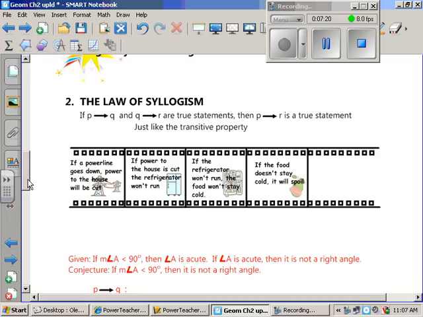First of all, what is the conclusion of this one? Sophia, what's the conclusion of if a power line goes down, then the power to the house will be cut. What's the hypothesis of this one, Joseph? Right. Exactly. If the power to the house is cut. So what's the connection between the conclusion here and the hypothesis here? Rebecca, what's the connection? She said the conclusion here was the power to the house will be cut, and Joseph said the hypothesis is if the power to the house is cut. So do you notice anything about those two?